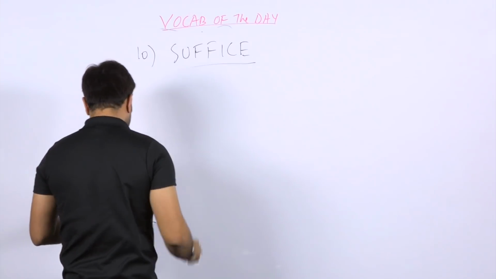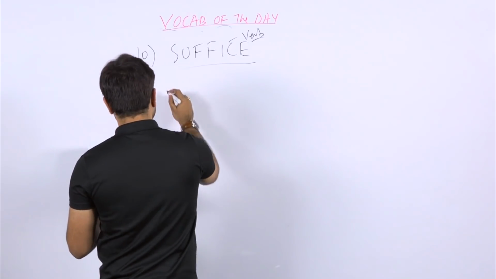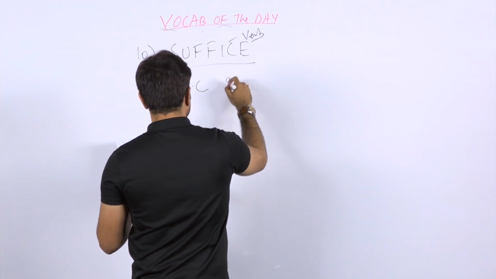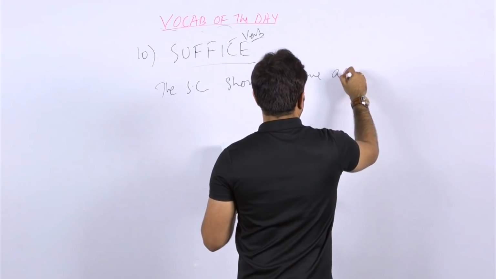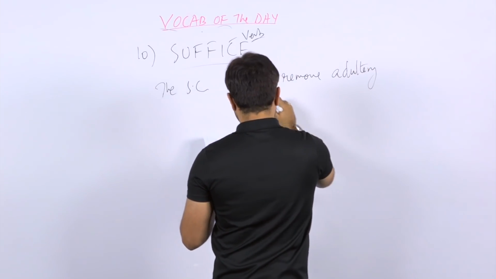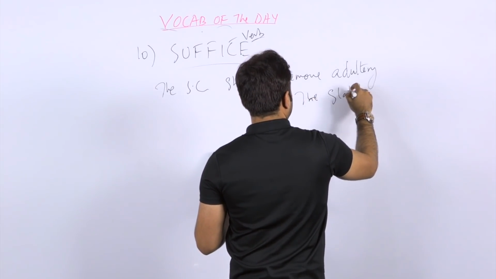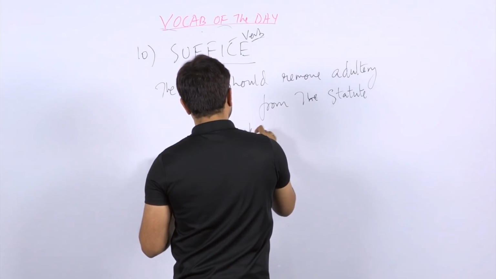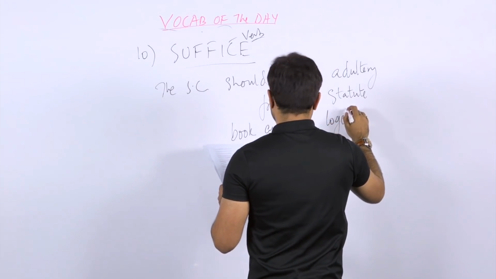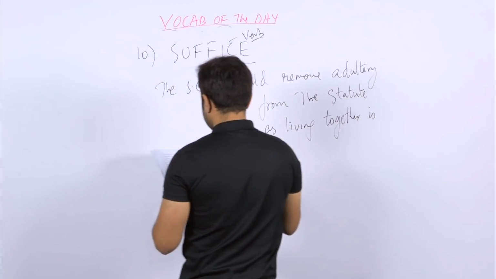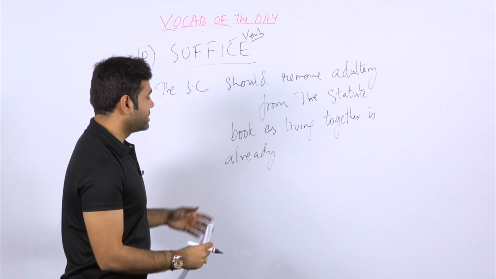S-U-F-F-I-C-E. It's suffice. Suffice is a verb. And what is the sentence? The sentence is: The Supreme Court should remove adultery from the statute book as living together is already legal. It's talking about the living relationship. I hope you understood.